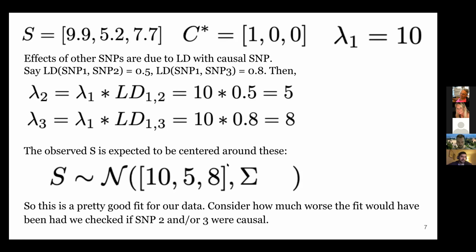However, you can imagine if we had instead said, what if SNP2 is causal? Well, then lambda 2 would be 10, and lambda 1 would be 5, and lambda 3 would be lambda 2 times the LD between SNPs 2 and 3. So you can imagine this would be centered around 5, 10, and something else here. So it'd be a much worse fit for our data. So this is basically just trying to give an intuition for how, based on certain SNPs being assumed causal, we model how likely our data is based on that.